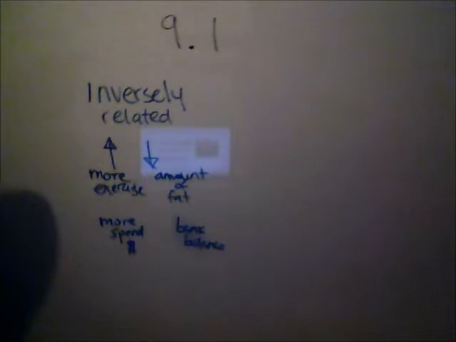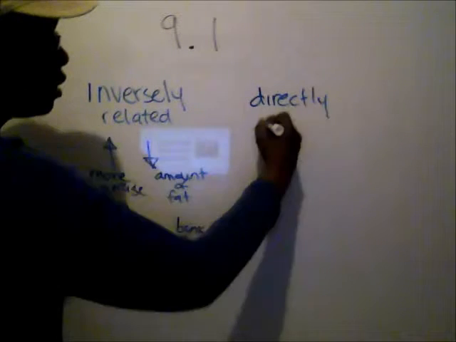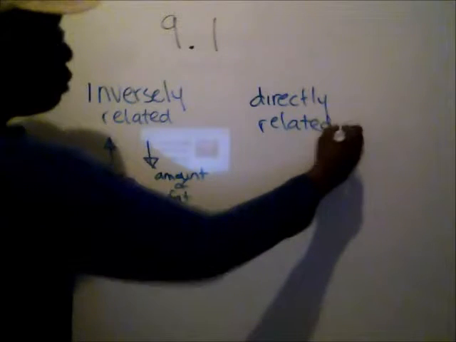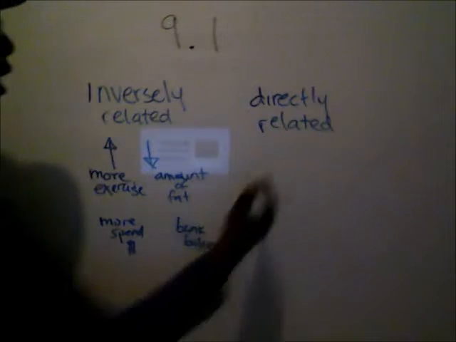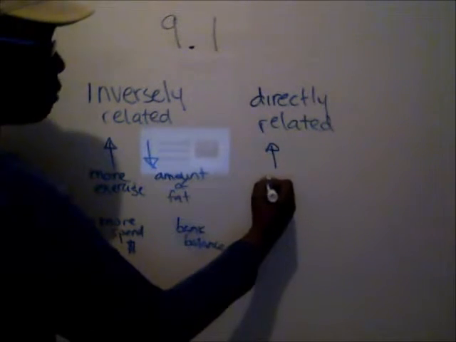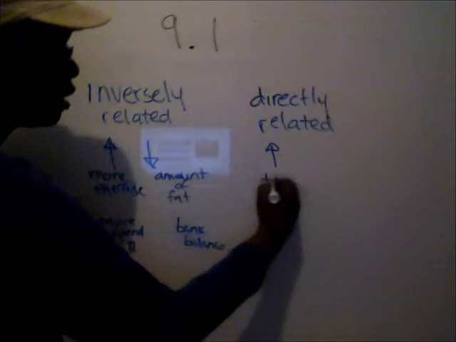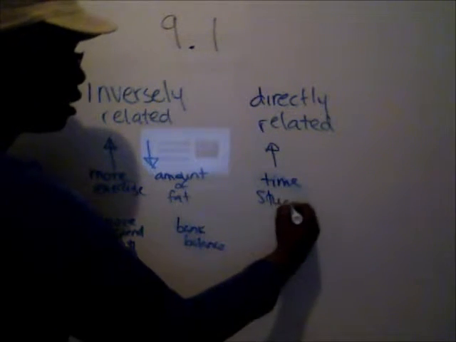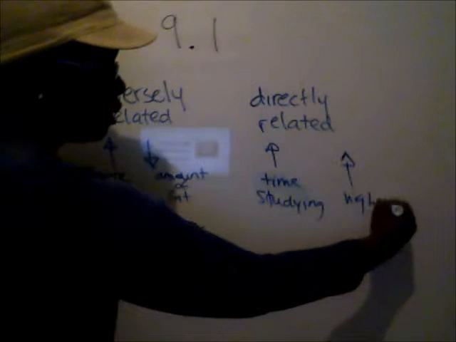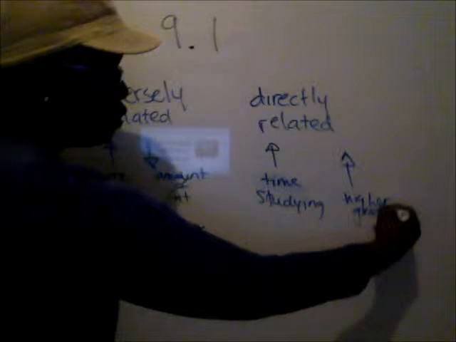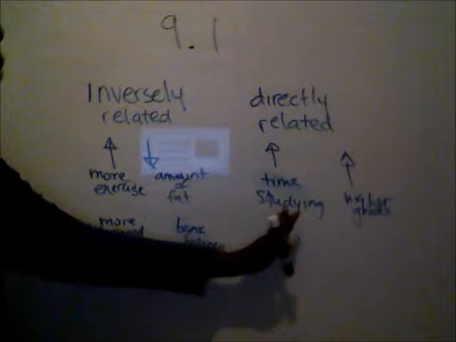And then the other type of relationship you guys talk about in 9.1 are things that are directly related. When things are directly related, they follow the same trend. An example could be, the more time you spend studying for a quiz, the higher your grade. In this case we saw that as one increases, the other one also increases.